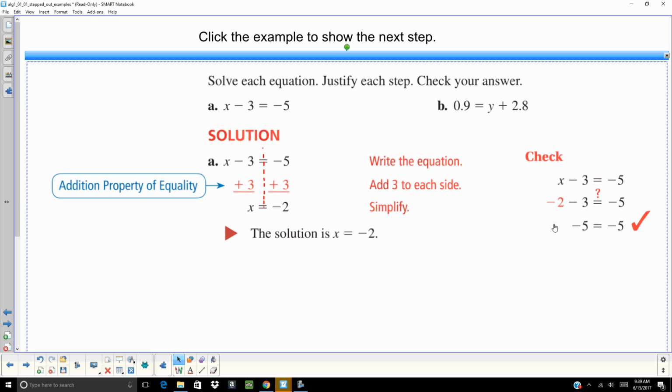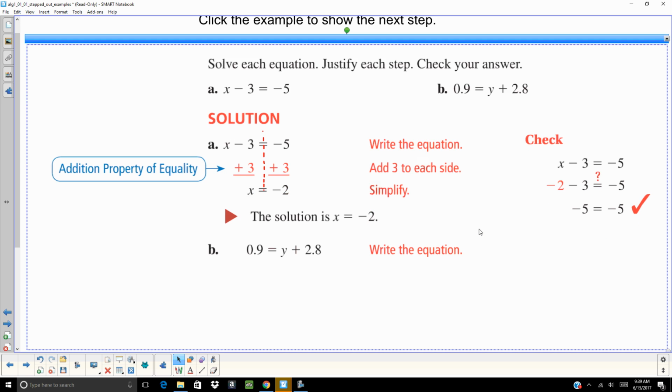Well, I want to check that. So I go back to the original equation and I write it down. And I'm asking myself, if I take out that x and I put in negative 2, is it going to equal the same thing? Well, negative 2 minus 3 is negative 5. Negative 5 does equal negative 5. That's my solution. Let's go ahead and do another one.